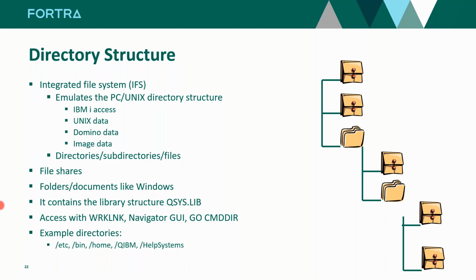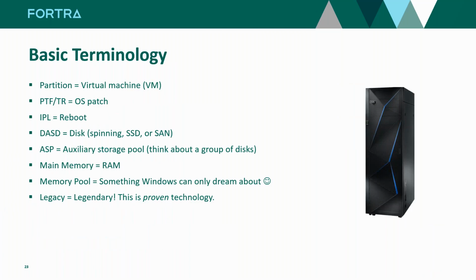And you can access the IFS using commands like WRKLNK, or using the GUI, the Navigator GUI, or the menu GO CMDDIR. And those are some examples of the directories that we have. So some basic terminology in the IBM i world: like I said before, we use partitions, which are named logical partitions, LPARs, and they actually mean virtual machines. And we had them long before the rest of the world had virtual machines.